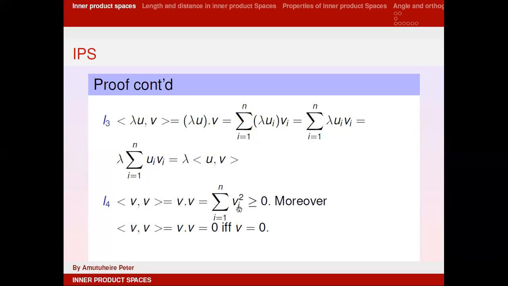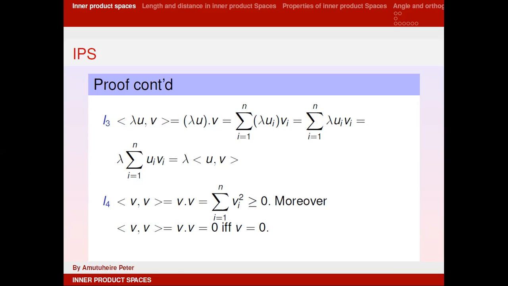Since we have v, we have vi squared, and once we square anything, it will always be non-negative, meaning greater or equal to 0. Even if it was negative, when we square it, the result is positive. And moreover, the inner product is equal to 0 if and only if v is 0, so that is I4.